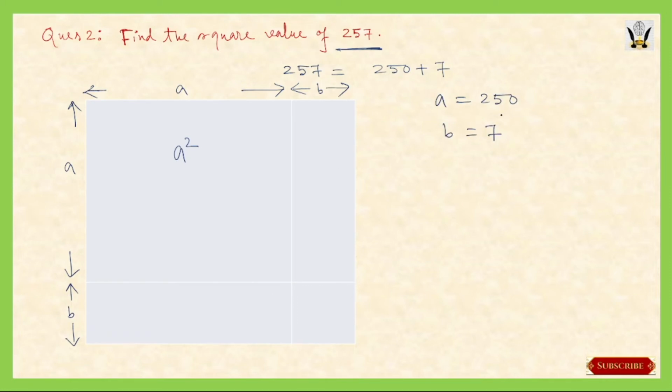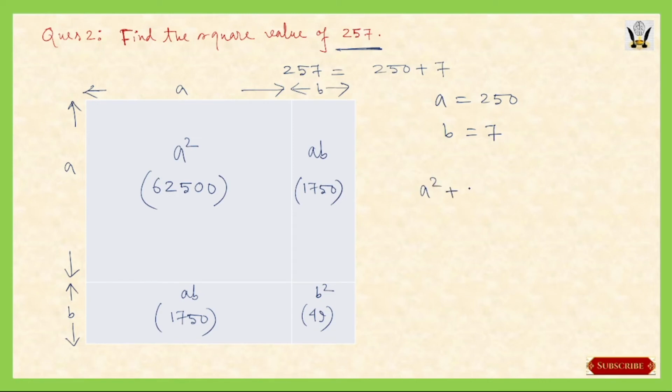So A square is how much? 250 square. 25 square, we know that is 625, and then we will have double zero. So this much is our A square, and this much will be B square, as we know. B is 7, so it will be 49. This much is AB, so AB means 250 multiplied by 7, so it will be 175 and then 0. This much is again AB, so it will be again 1750.